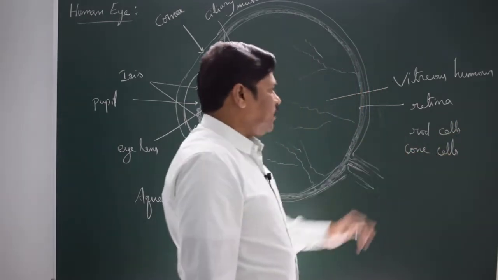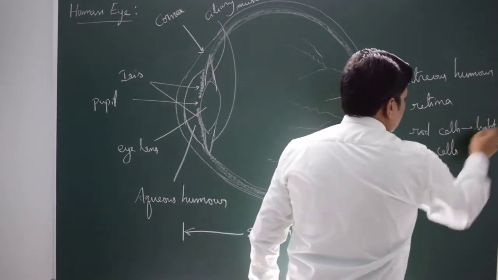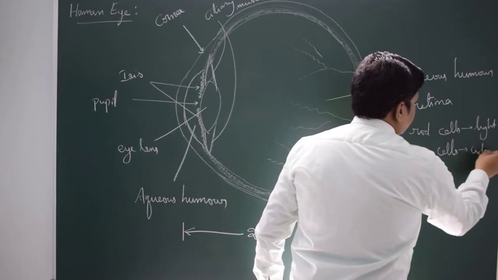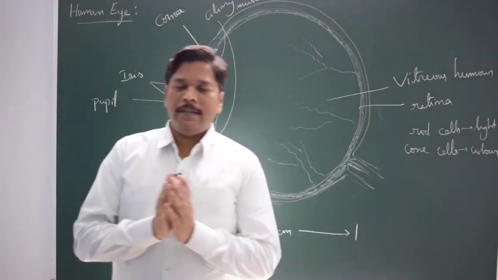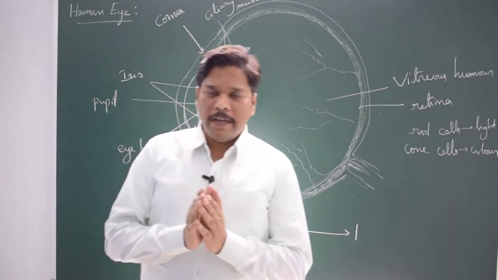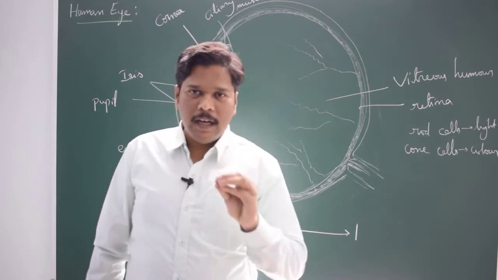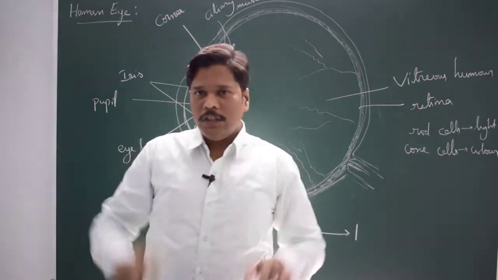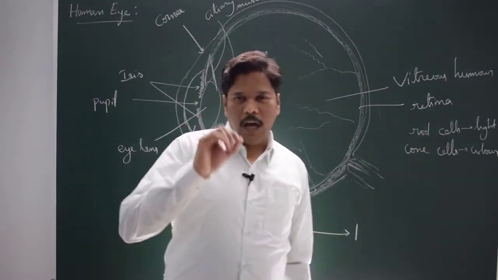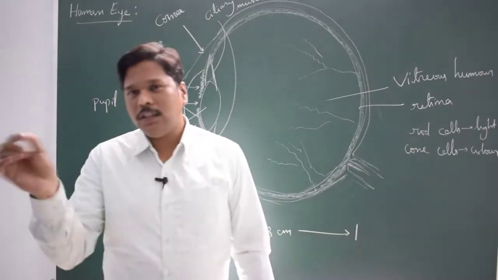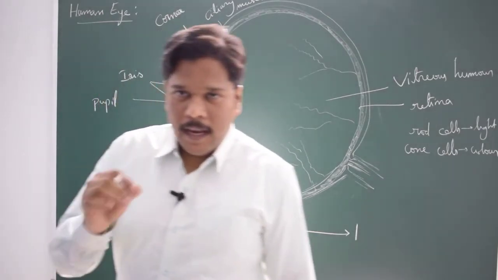Rod cells are sensitive to light and cone cells are sensitive to color. So rod cells help us to see even in dim light. Sometimes in the evening time when the light is very dim, we can't exactly identify the colors, but we can identify the shape of an object. It is possible only because of the rod cells, which are sensitive to light, whereas cone cells can identify the different colors.